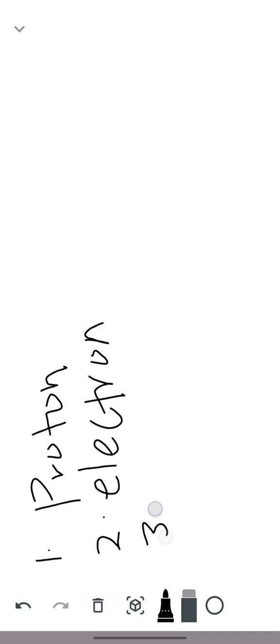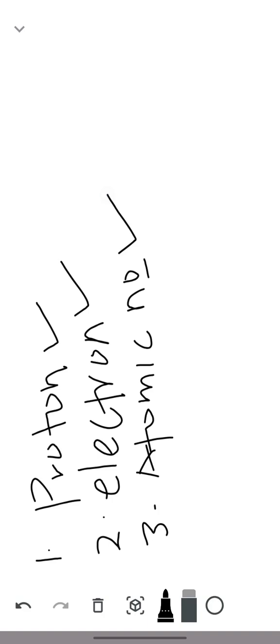Which of the following statements is correct about isotopes? Number 1, they must have the same proton number. Please pay attention. That's correct. Number 2, they must have the same electron number. That's correct. Number 3, they must have the same atomic number. That's correct. Isotopes of elements have the same proton number, the same electron number, and the same atomic number.